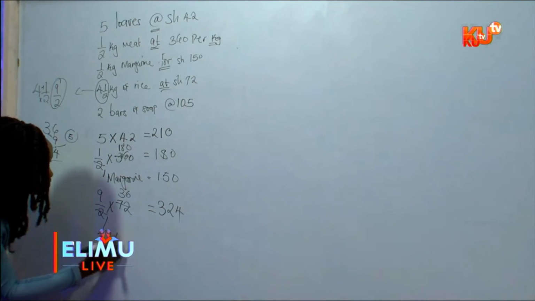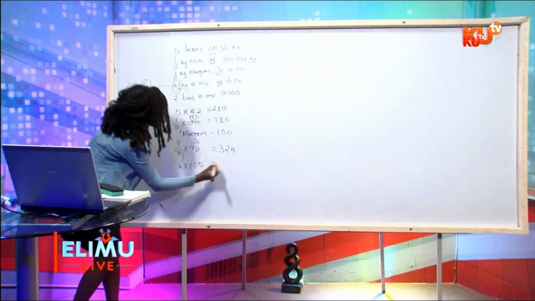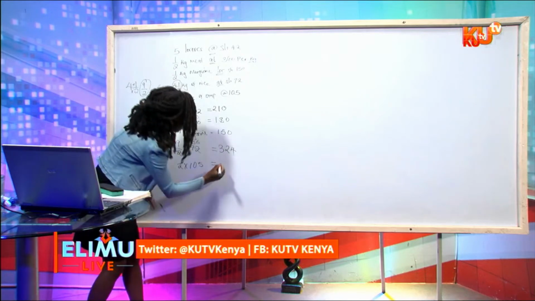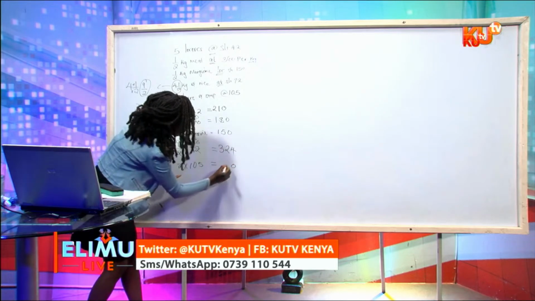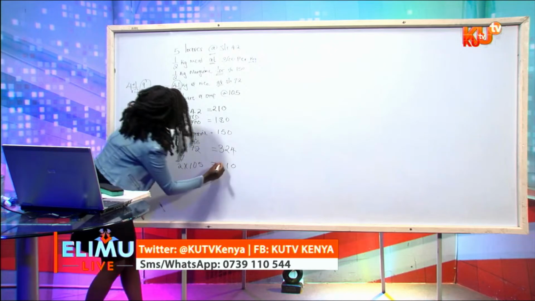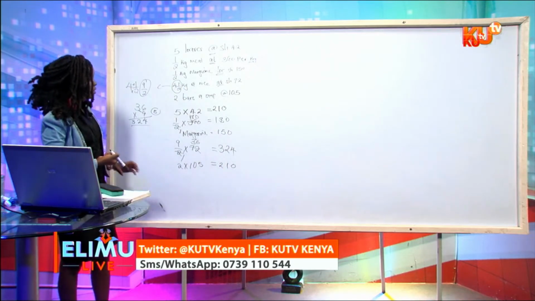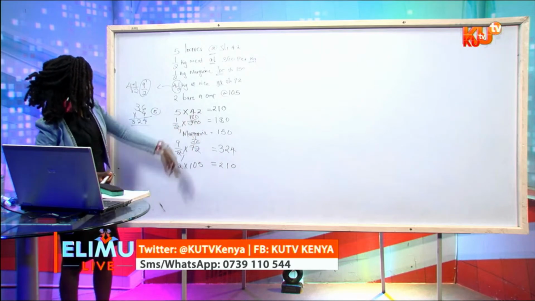Then we have 2 bars of soap at 105. 2 times 105. 105 times 2 is 10, carry 1, then 2. We get 210. Then from there we add to get the total cost of those items.